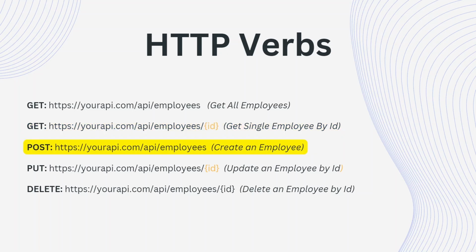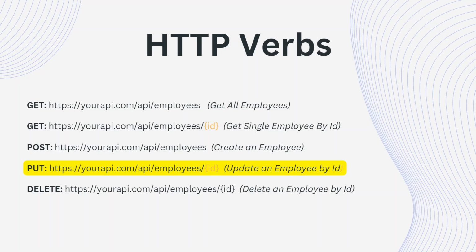Then we also have the POST HTTP verb. The URL for the POST HTTP verb is similar to the first one, which is the get all employees. So in this URI, the URI is also pointing to the employees resource, which is yourapi.com/API/employees. Now, because this is a POST HTTP verb, it means that we are using this to create a new resource, in this case, creating a new employee.